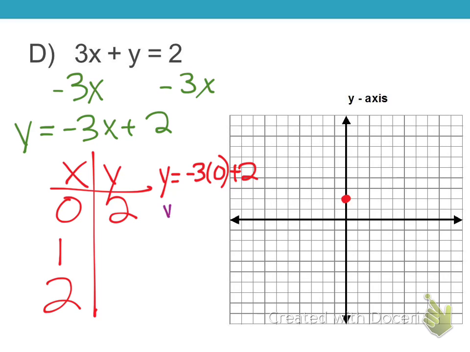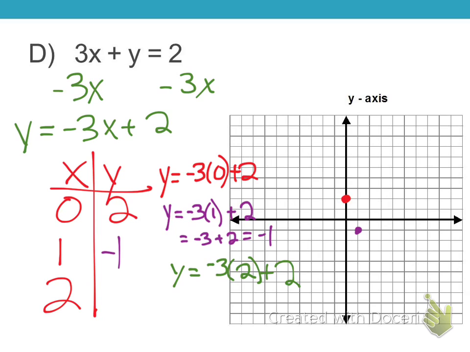Then I will plug in 1. That's -3 plus 2, which is -1. So right 1, down 1. And when I plug in 2, -3 times 2 plus 2. What's -3 times 2? -6. Plus 2 is -4.